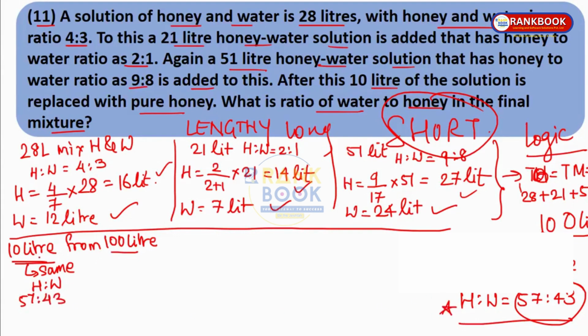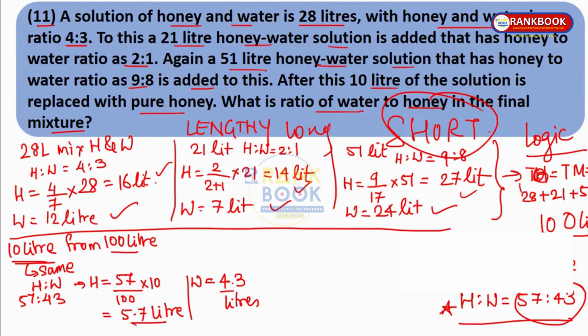So in this 10 liters, how much is the honey? It is simply H equal to 57, the ratio of honey, divided by 57 plus 43, that is 100, into 10. That would be equal to 5.7 liters of honey. If 5.7 liters is honey, how much is water? Water would be 10 liters minus 5.7, 4.3 liters. So this much is the amount of water and this much is the amount of honey in the 10 liters.